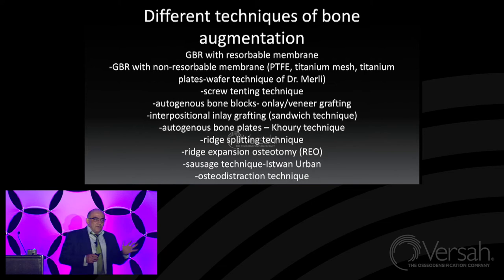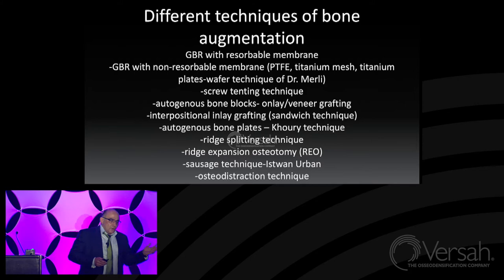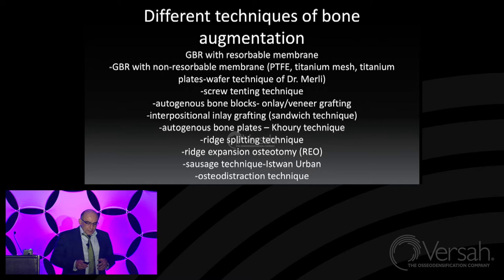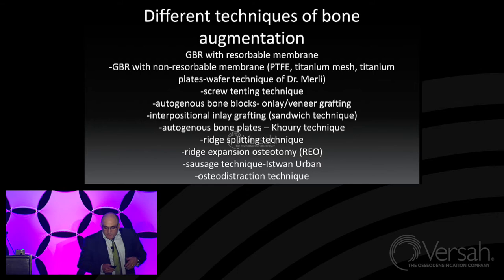There are different techniques of bone augmentation. We will just go through them. It's GBR with resorbable membranes, GBR with non-resorbable membranes. There are different types: PTFE membranes, titanium mesh, titanium reinforced membranes. We have the titanium plates technique suggested by Dr. Mauro Merli from Italy. We have screw tenting techniques. Of course, autogenous bone block and the bone plates technique of Dr. Khoury. We have the interpositional inlay grafting technique, ridge expansion osteotomy, the sausage technique of Istvan Urban, and much more, the osseodestruction technique.